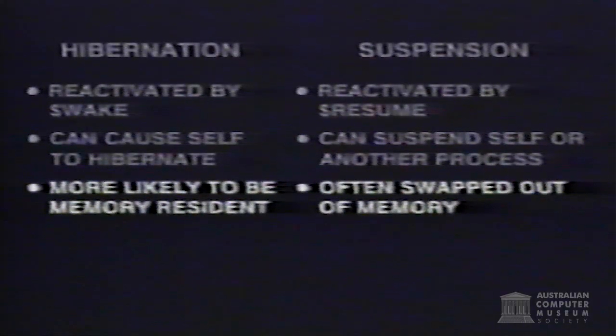Let's contrast hibernation and suspension, the two ways of temporarily halting the execution of a process. A process in hibernation is reactivated by the wake system service. On the other hand, a process in suspension is reactivated by the resume system service. A process can only cause itself to hibernate, while a process can suspend itself or another process if it has the appropriate privilege. However, the key difference between the two methods is that suspension is a more pronounced state of hibernation. A process in hibernation is more likely to be memory resident because suspended processes are the first processes selected to be swapped out of memory.